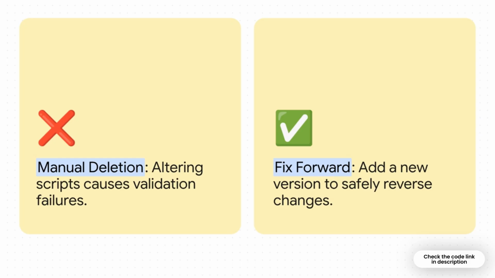If you made a mistake in version 8, you do not touch version 8. You pretend version 8 is locked in a vault. Instead, you create a brand new file, version 9, written specifically to safely reverse or fix the changes introduced in version 8. This is what guarantees an unbroken, accurate audit trail for your team.